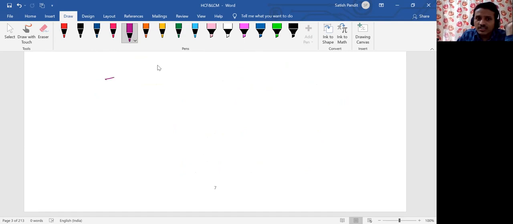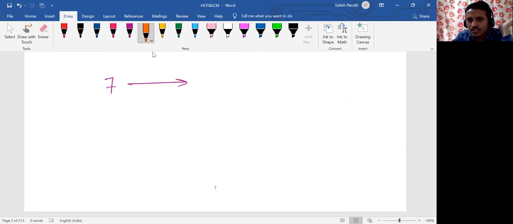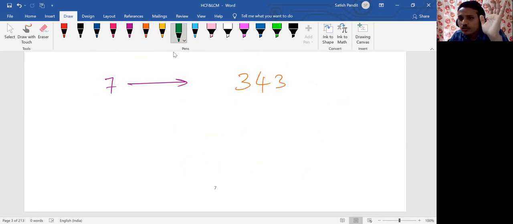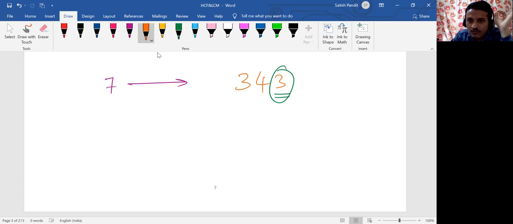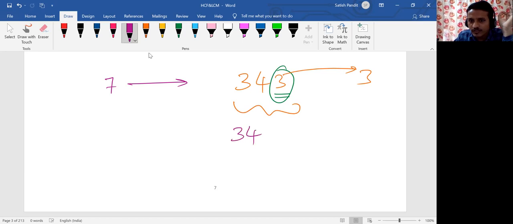Here, most of the students get confused, but it is very easy. For example, if I have the number 343, what you have to do is take the digit at the unit place and remove it from the complete number. So 3 is removed, and 34 will be left. The unit place digit is always the one removed, and it will be doubled.